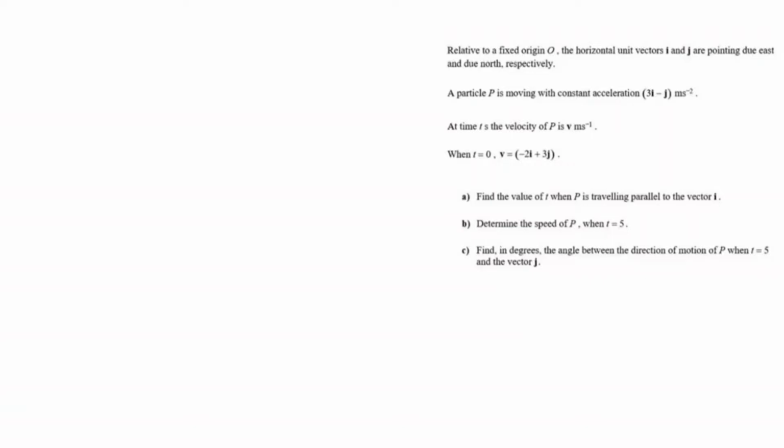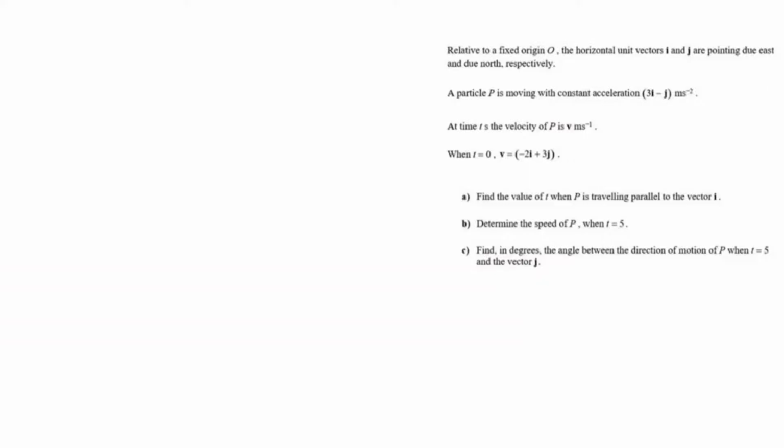So in this question, we've been told that a particle p is moving with constant acceleration 3i minus j. We're then told that at time t, the velocity of p is v. This sentence is a bit redundant because we already know that v is going to be a future or current velocity after some time has elapsed. So don't get confused by this sentence.